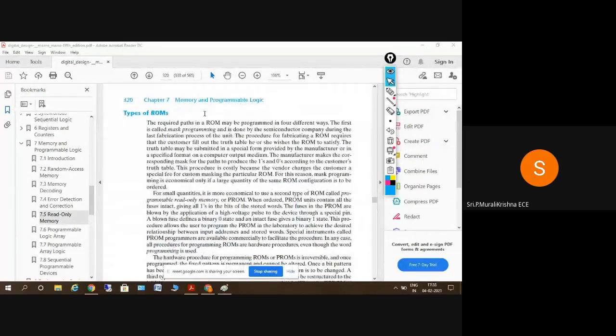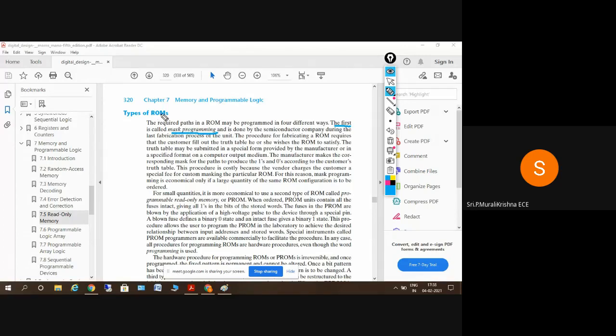The required parts in the ROM may be programmed in 4 different ways. The meaning of programming is how to put cross marks there. The first one we did is, with the help of truth tables, we are putting cross marks there. So the programming can be done in 4 ways. The first one is called mask programming. Understand this concept here.